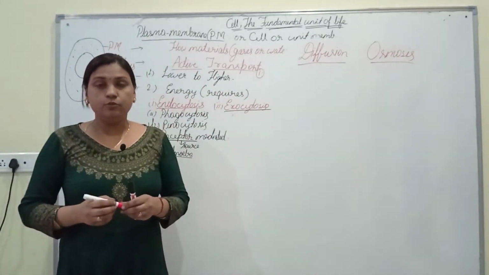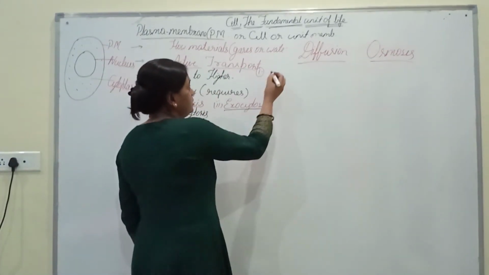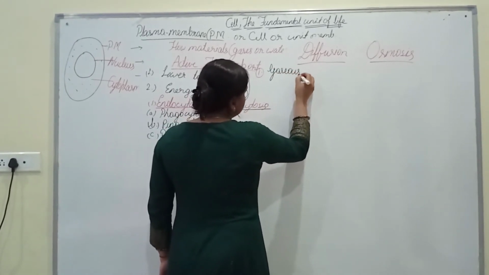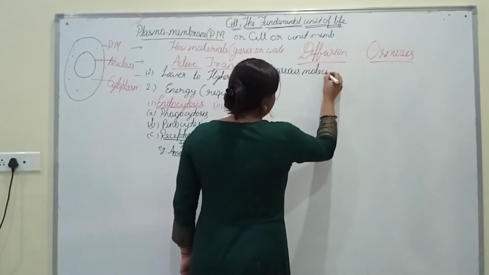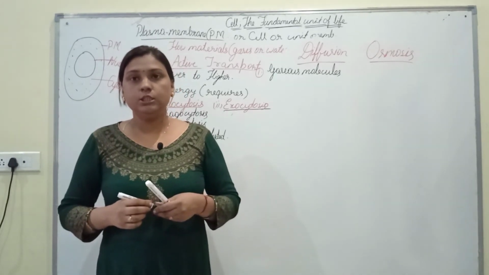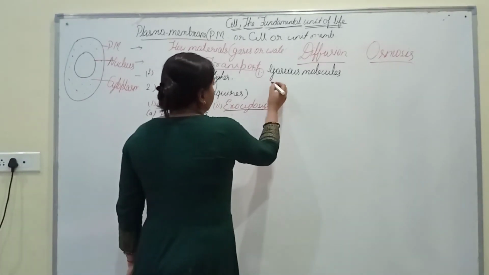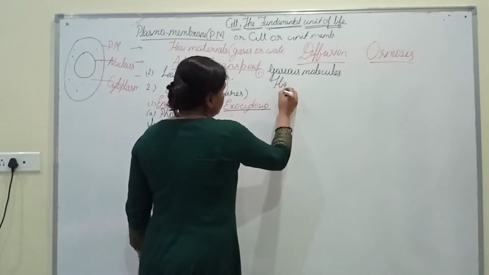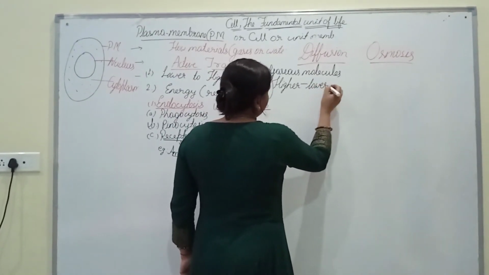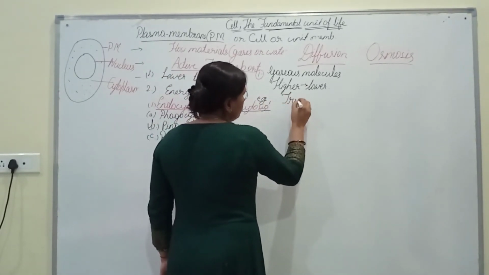So remember that diffusion is the spontaneous movement of substances, in the form of gaseous molecules. The movement of gaseous molecules takes place from higher concentration to lower concentration. And also an example of diffusion is transpiration.